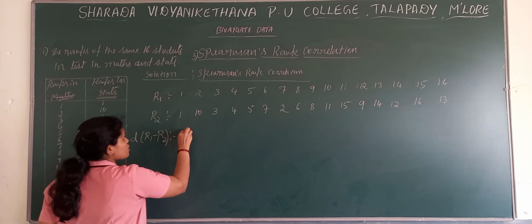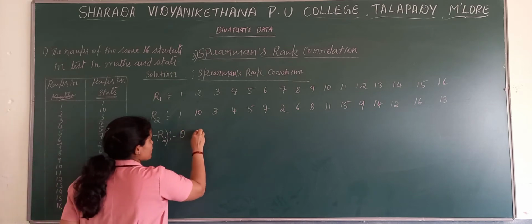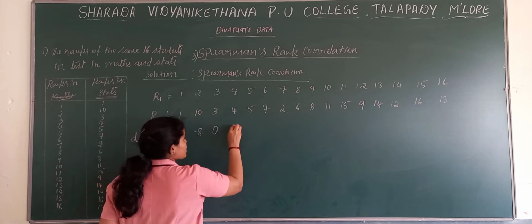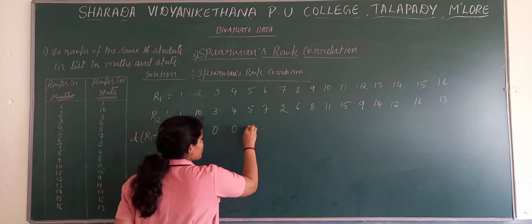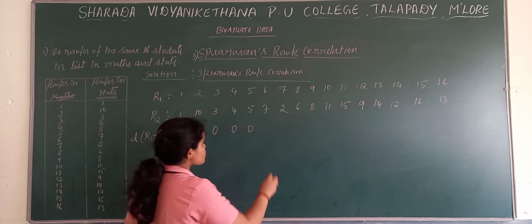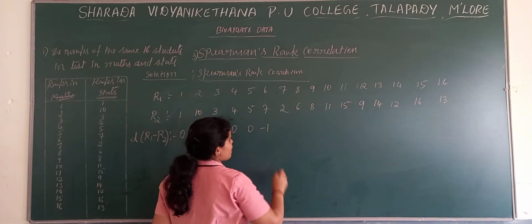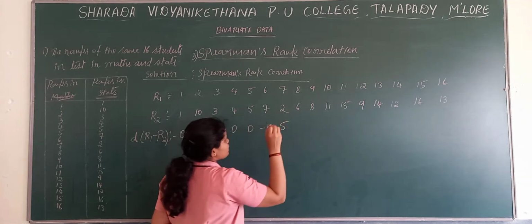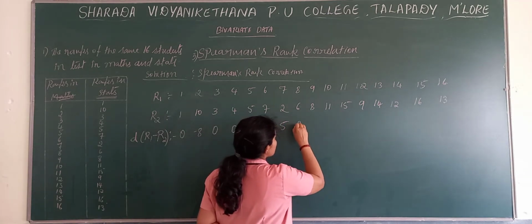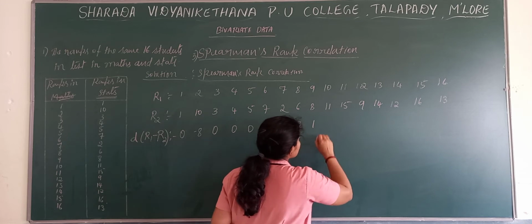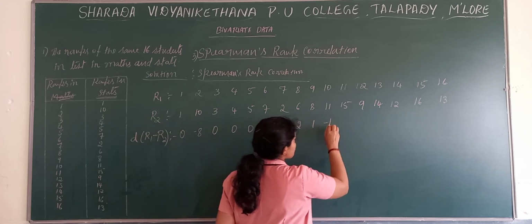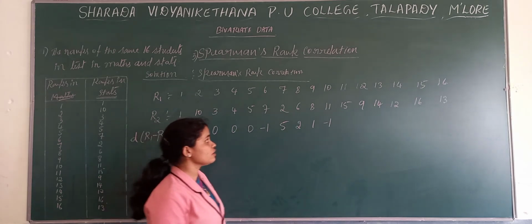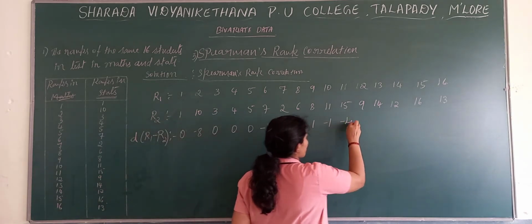1 minus 1, 0. 2 minus 10, minus 8. 3 minus 3, 0. 4 minus 4, 0. 5 minus 5, 0. 6 minus 7, minus 1. 7 minus 2, there you get 5. Then 8 minus 6, 2. 9 minus 8, 1. 10 minus 11, minus 1. 11 minus 15, minus 4.